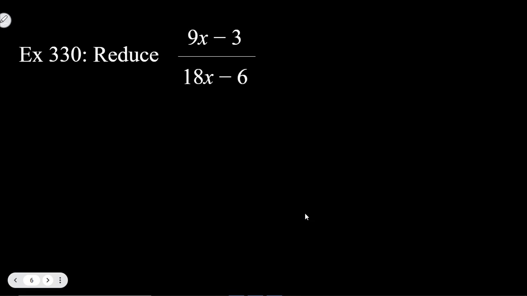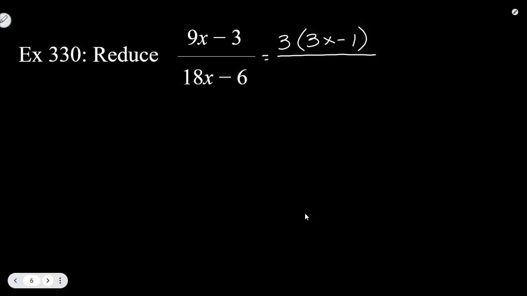330, we want to reduce this one. We want to factor first. So notice in our numerator, look for the greatest common factor. We can factor out a 3. And then inside the parentheses, when we divide out that 3, we will have 3x minus 1. In the denominator, we can factor out a 6. And then when we divide out that 6, we will have 3x minus 1 again.